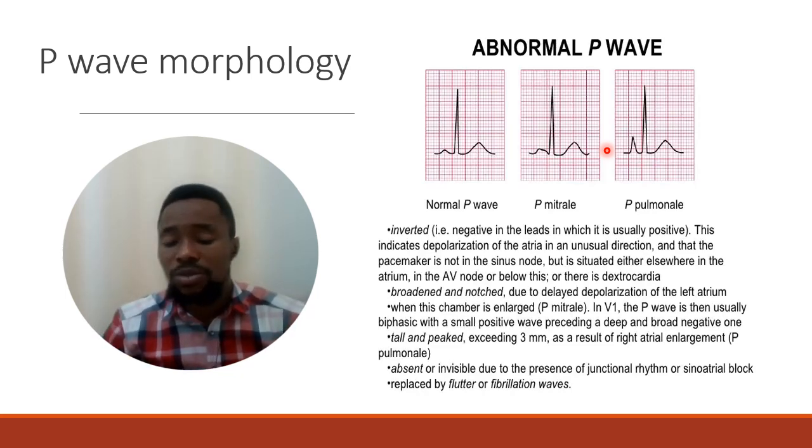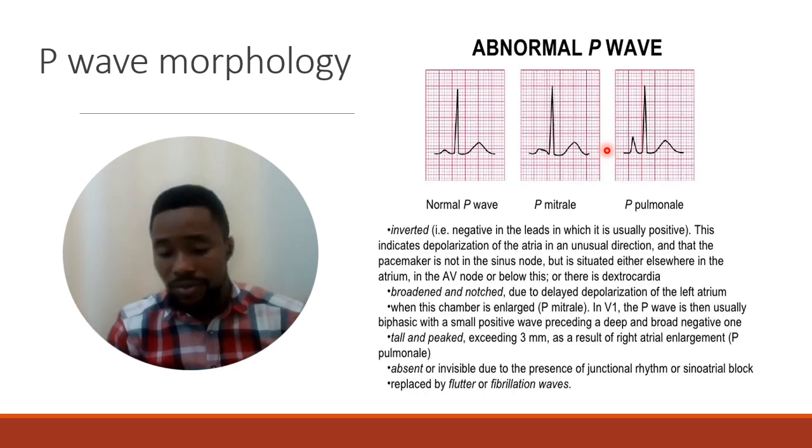Now, in some rhythms you can have a P wave that has different shapes. There's a rhythm called wandering atrial pacemaker. In this situation, you don't know what the pacemaker is. So they say wandering atrial pacemaker. In this rhythm, you have multiple shapes of P wave.